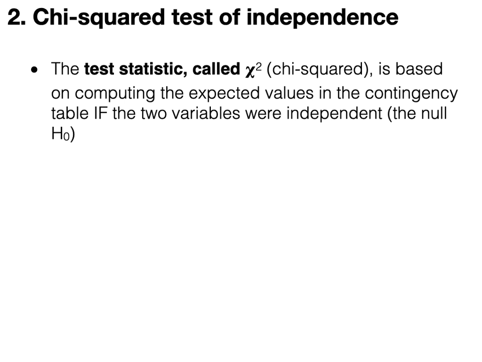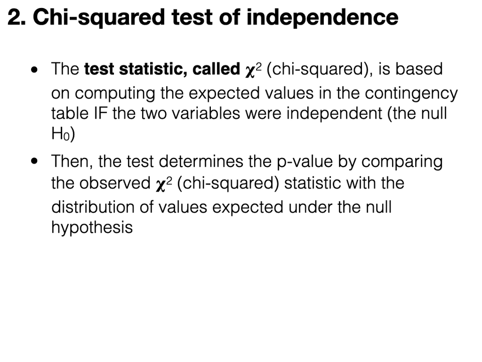Okay, so the test statistic for a chi-squared test is chi-squared, and that's the symbol. It's this kind of fancy looking X, and it's based on computing the expected values in a contingency table that you would expect to get if the two variables were independent. In other words, the null hypothesis. I'm going to show you how that gets calculated. It's useful to know what that is, but in practice, software does this stuff for us.